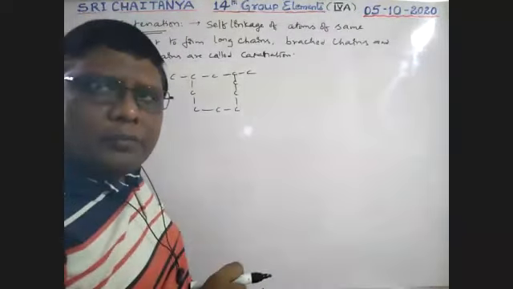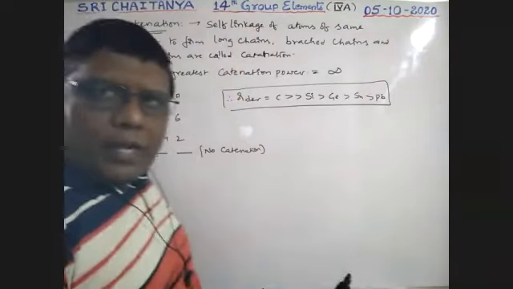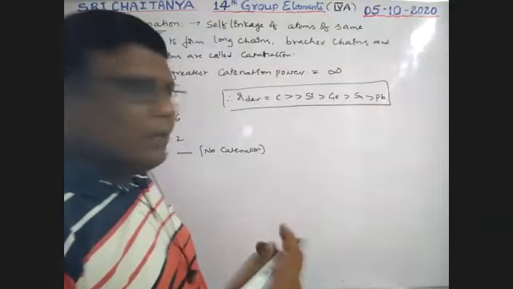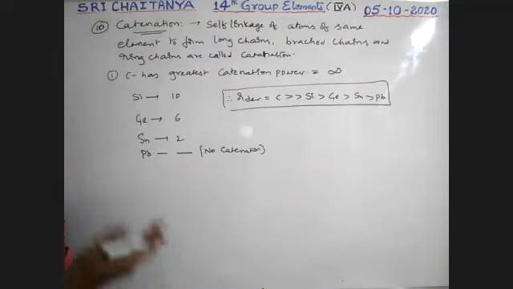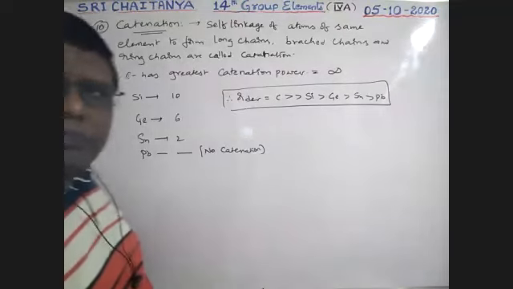In this group, except lead, the remaining elements may all give catenation. The catenation power decreases from top to bottom. Therefore the order is carbon much greater than silicon, greater than germanium, tin, and lead. This is the order of catenation power. How many carbon atoms may combine, boys? Infinite number. Silicon 10, germanium 6 maximum, tin 2 maximum. Lead has no catenation.